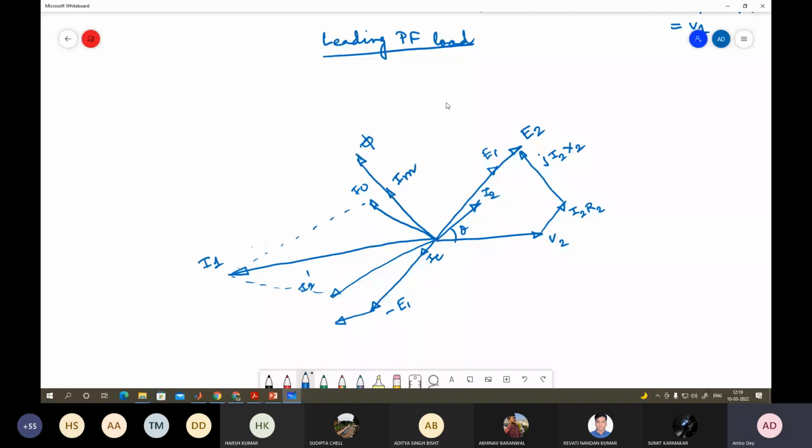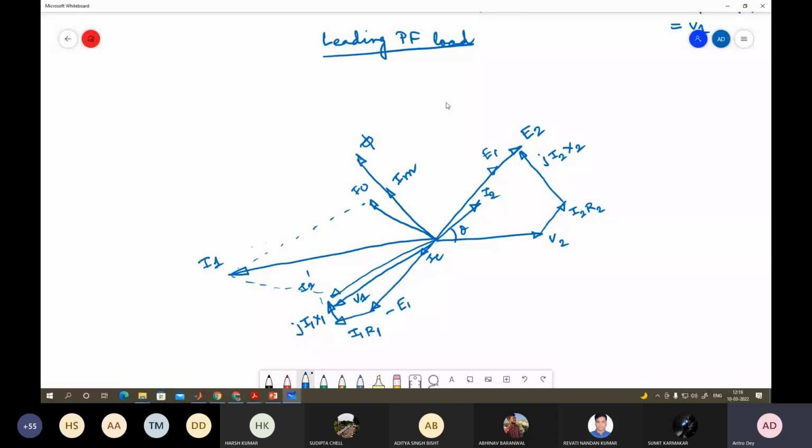So now here minus E1 plus I1 into R1, then J into I1 X1, this is your V1. Okay, so you should draw it. If you draw it to scale, then accordingly you will get your result.